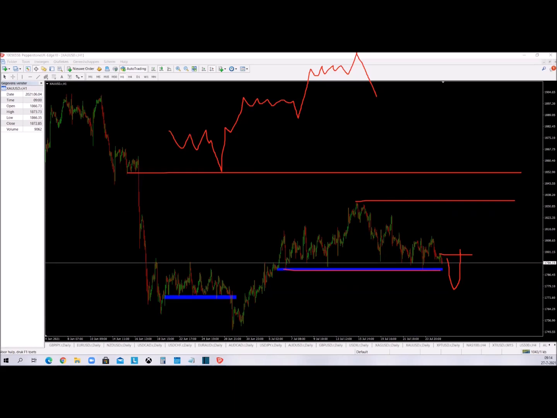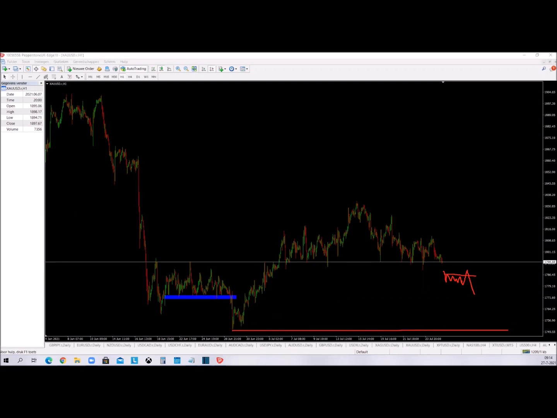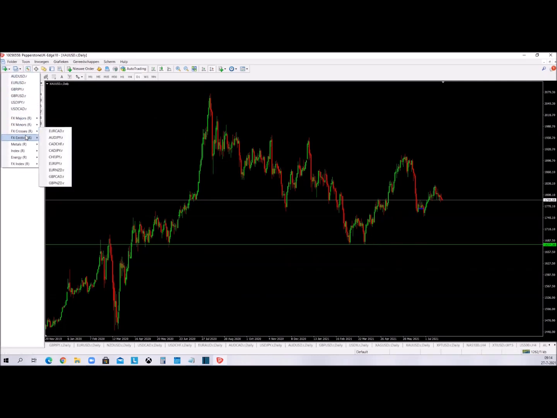Now, to the short side, if this area breaks and it gets a clean break below, so it stays below here, it forms a bit of a range, and then does this, taking out the highs, that would mean to me a short setup targeting this area first. But on the longer term time frame, I would definitely like to see these lows being taken out, because I invest in commodities.